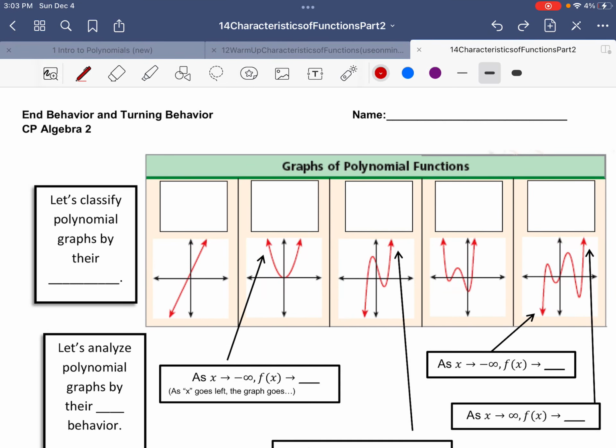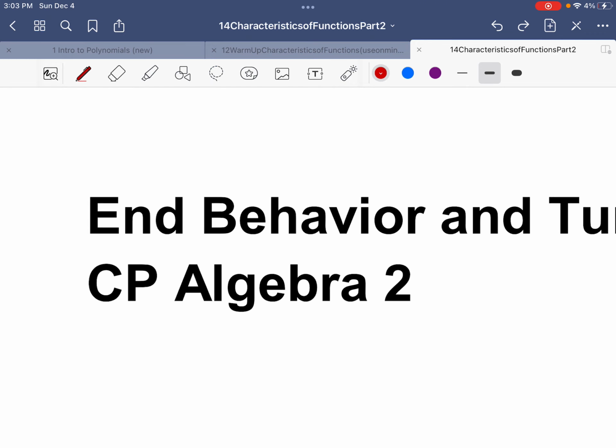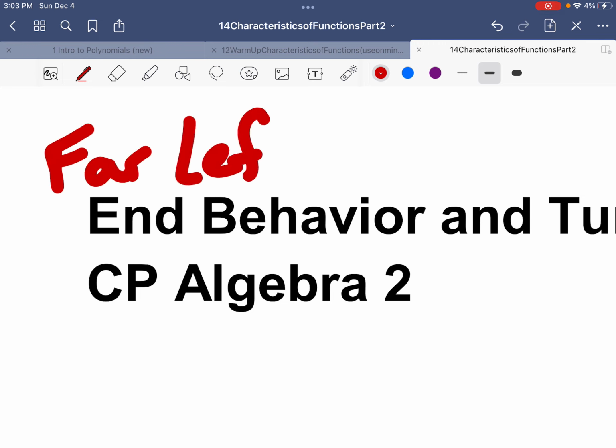Today we're going to look at the end behavior and turning behavior of a polynomial function. Now perhaps you're even just first saying, well, what is end behavior and turning behavior? Well, end behavior ends up being what the graph is doing to the far left or to the far right. It's what happens at the ends of the graph. Again, on the far left or far right. Turning behavior, well, that's just literally the graph changing its direction as it travels from left to right.